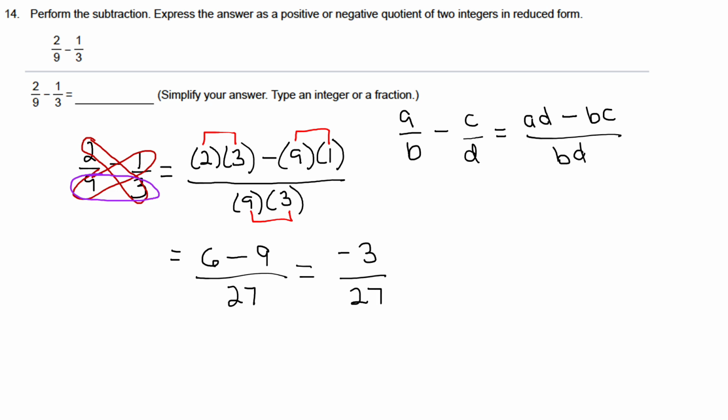Now my instructions tell me to simplify my answer. So I want to think of a number that 3 and 27 are both divisible by. I know that 3 and 27 are both divisible by 3. So I'll divide the top by 3 and the bottom by 3. A -3 divided by a +3 is a -1, and 27 divided by 3 is a 9. So my answer is -1/9.